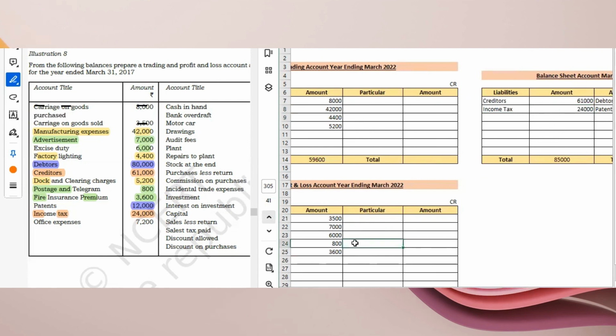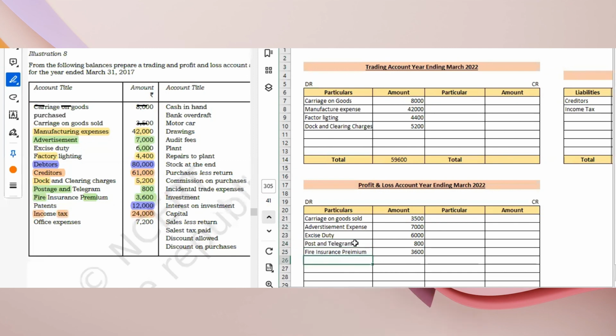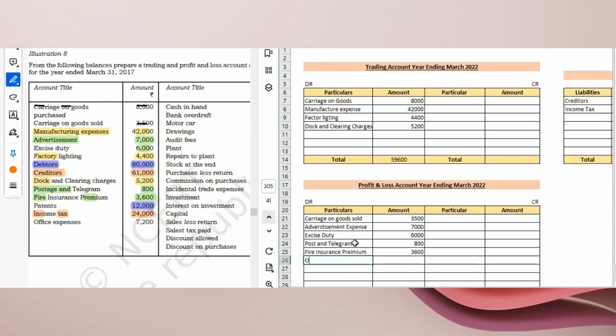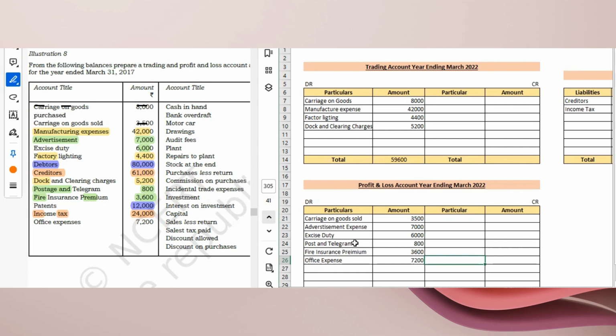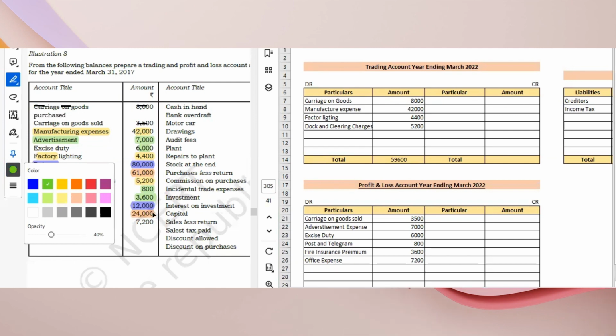Office expenses. They mentioned directly office expenses, so it is nothing but your operating expenses. Office expense, 7,400. Okay. Office expense is nothing but your green item. So you will put it under green.